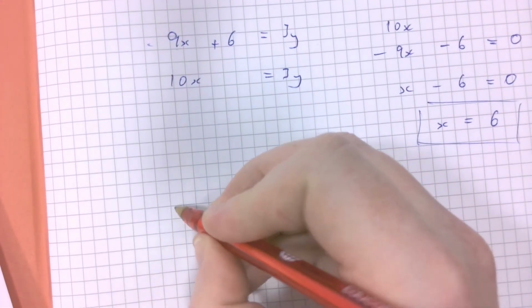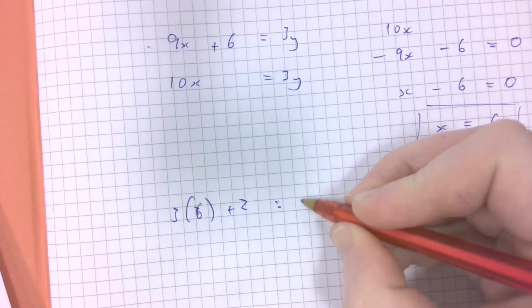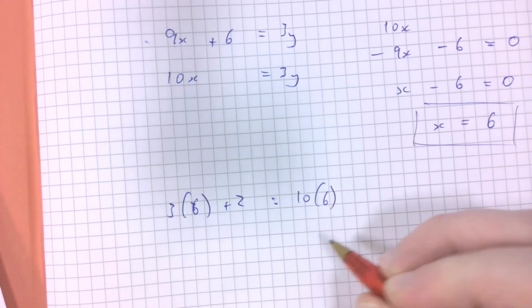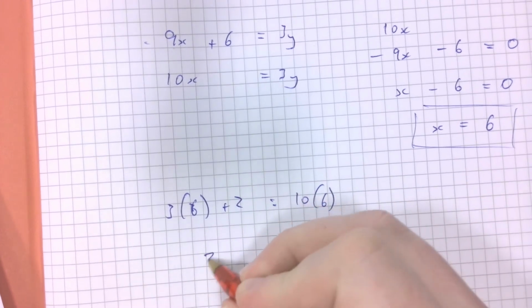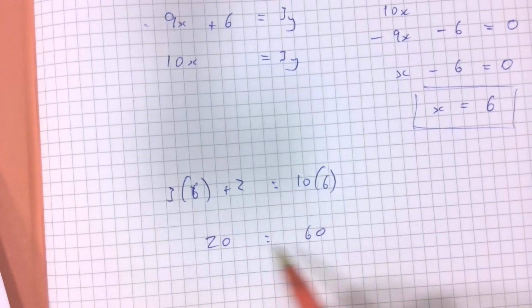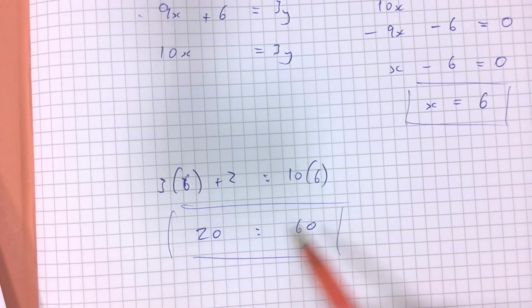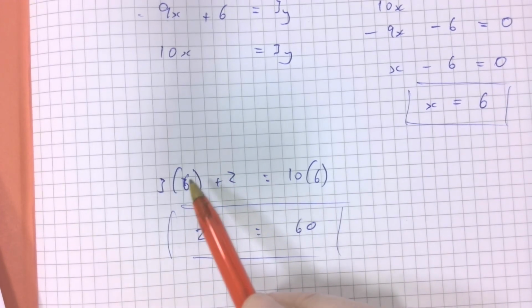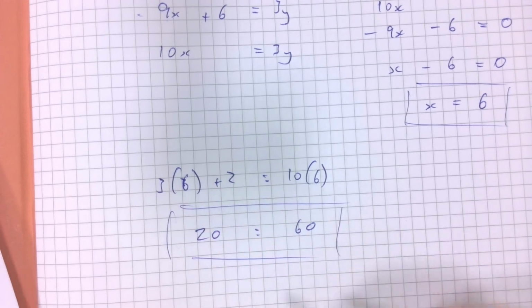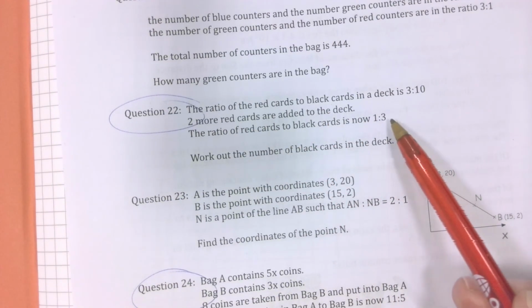Let's give this a go. So instead of 3x plus 2, it becomes 3 times 6 plus 2. And instead of 10x, it becomes 10 times 6. 3 times 6 is 18 plus 2, 20. 10 times 6 is 60. Okay? 20 to 60 is the actual value of the number of cards in the deck after 2 have been added to the number of red cards. And you might notice that simplifies to 1 to 3, which is exactly what the question says here. Red cards to black cards is 1 to 3.